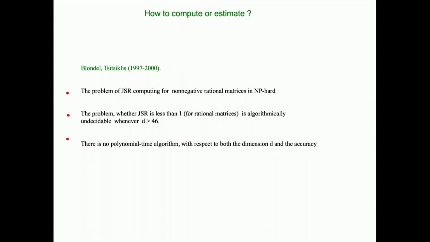three negative complexity results of Blondel and Tsitsiklis. For non-negative matrices that take 3 rational values, 0, 1, and another rational number, the problem of computation of the Jones spectral radius is already NP-hard. For general matrices with rational coefficients, this is algorithmically undecidable.